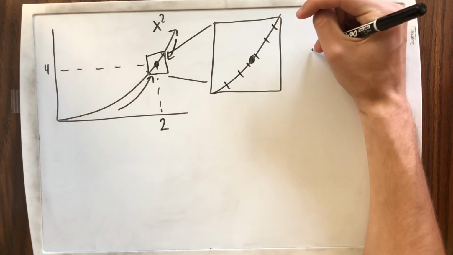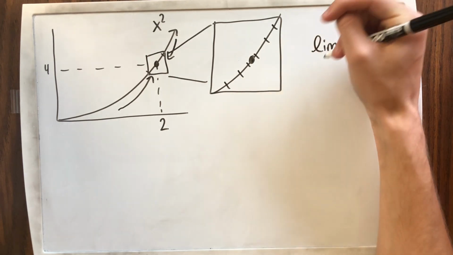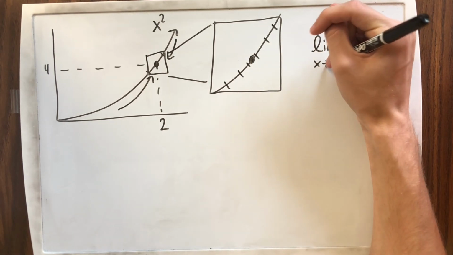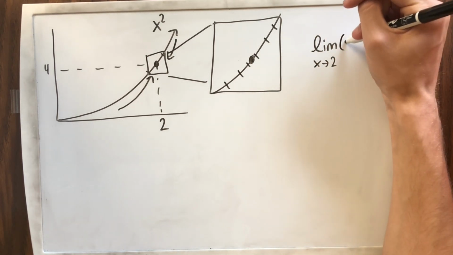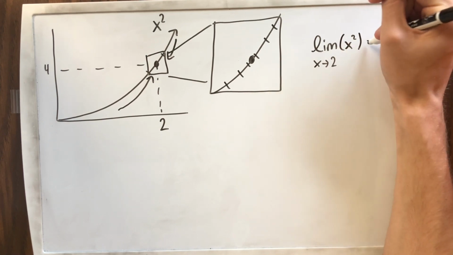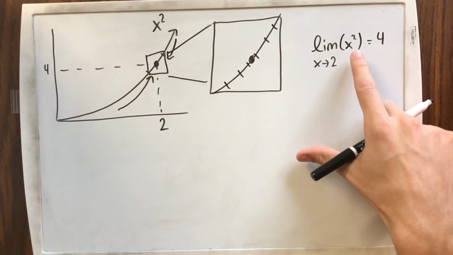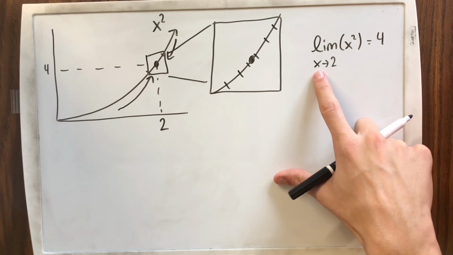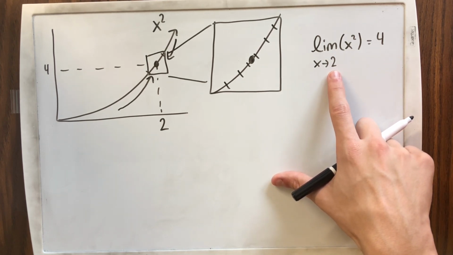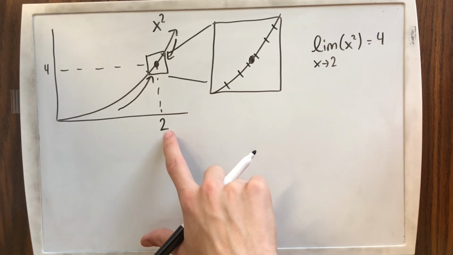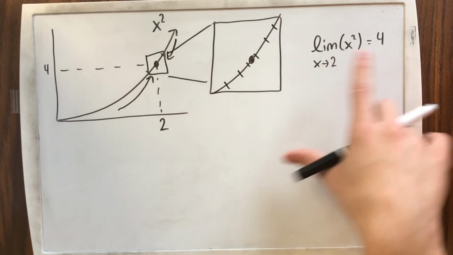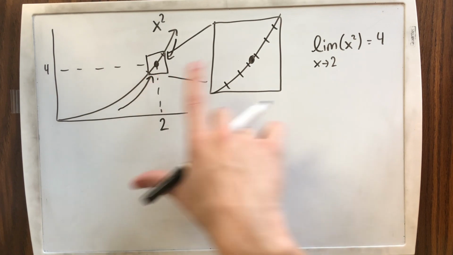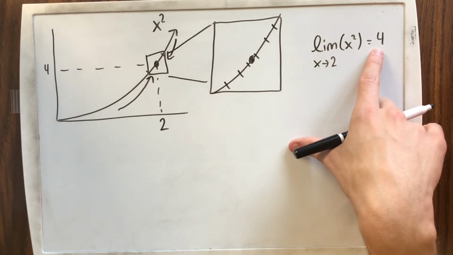And the way that you would write this is the limit as x approaches 2 of x squared is equal to 4. So you'd have your function in here, and you'd have here x going to, or your variable going to, whatever point you're looking at. Here x equals 2, and then your output would be whatever that point would be equal to.